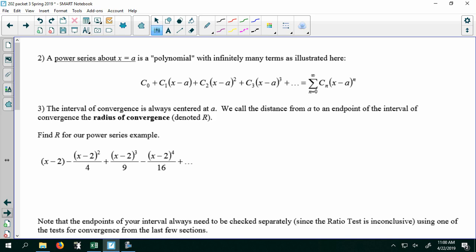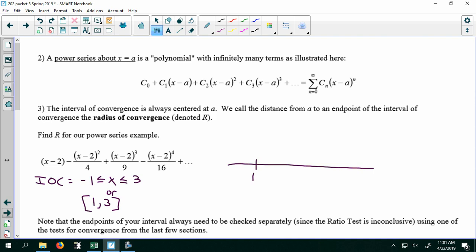We call the distance from a to an endpoint of the interval of convergence the radius of convergence. So for our example, the interval of convergence was 1 less than or equal to x less than or equal to 3. Another way of writing this is interval notation, 1 to 3. If you draw 1 to 3 on a number line, here's 1, here's 3, 2 is right in the middle. 2 is the center of the interval of convergence. That's why we say the power series is centered at a. So this a value in our case was 2.